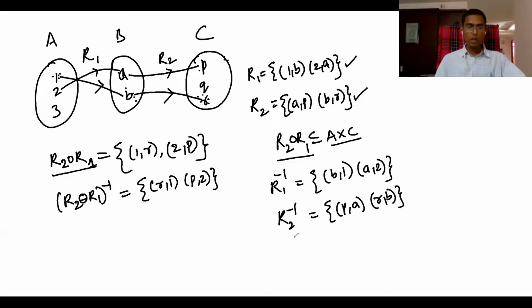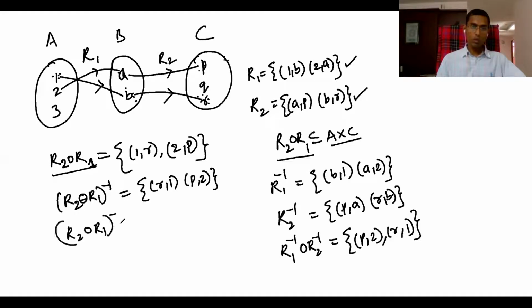Now what should I write here? Now I will do R1 inverse circle R2 inverse. That means first we should take R2 inverse: (p,a), then (a,2), that means (p,2). P to a to 2, those are p to 2. Then next R2 inverse (r,b), then b to 1, so (r,1). Inverse means reverse. So therefore what we can say: (R2 circle R1) whole inverse we got is the same as what?